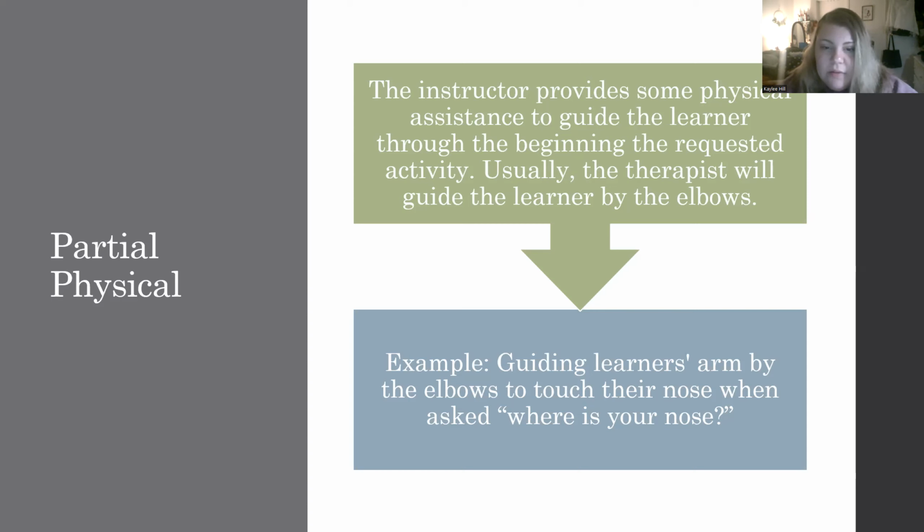An example of this would be guiding the learner's arm by the elbows to touch their nose when asked, "Where's your nose?" Maybe the learner is touching part of their cheek or their mouth or another part of their face, and they just need an elbow prompt to help them touch their nose. And this would be when the gestural or verbal or visual prompts do not work.